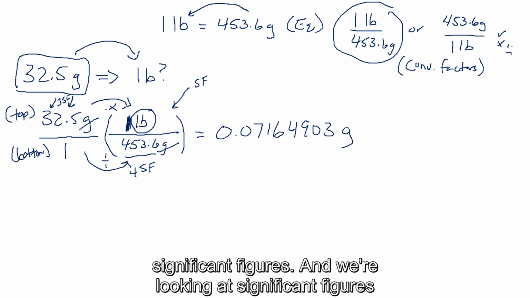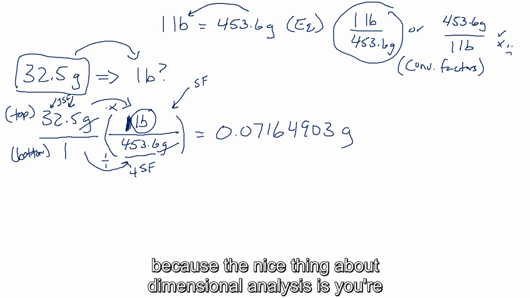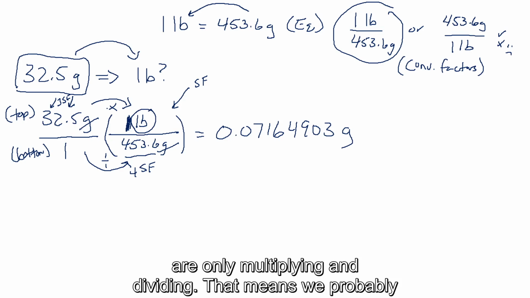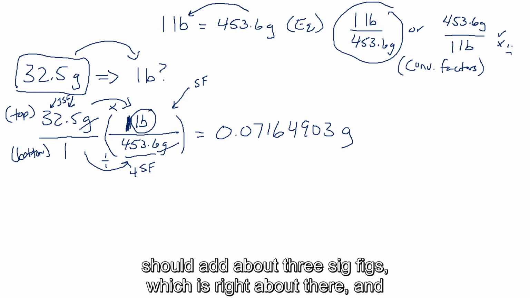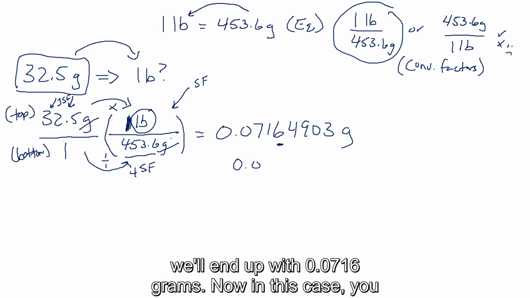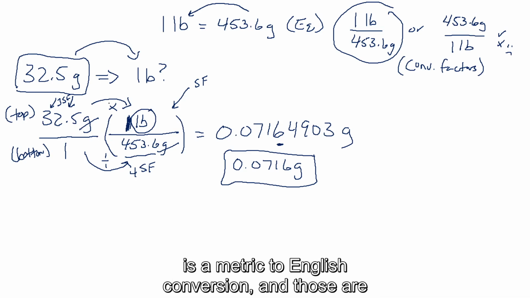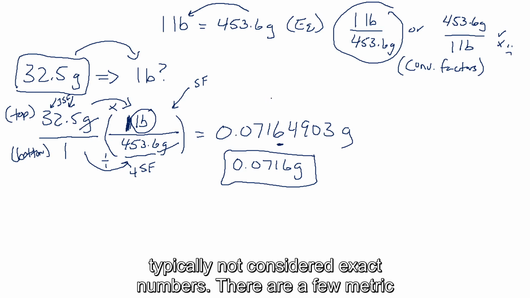And we're looking at significant figures because the nice thing about dimensional analysis is you're going to always look at significant figures because we are only multiplying and dividing. That means we probably should end about 3 sig figs, which is right about there. And we'll end up with 0.0716 pounds. Now, in this case, you probably should look at significant figures here, as it is a metric to English conversion. And those are typically not considered exact numbers.